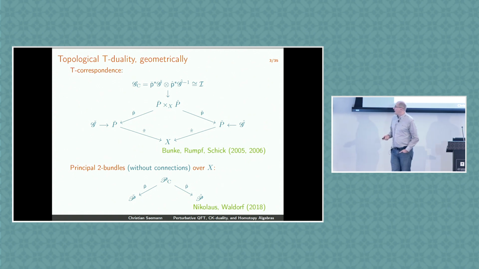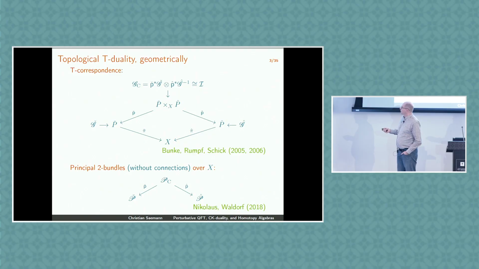And how I got interested in this: I'm very interested in principal two-bundles, so non-abelian versions of gerbes if you want, but generally principal two-bundles. And in 2018, Nikolaus and Waldorf showed that you can take this principal torus bundle and the gerbe, and you can combine this data into a principal two-bundle for a particular two-group. And this gives you this two-bundle down here. The dual one can also be, of course, encoded.